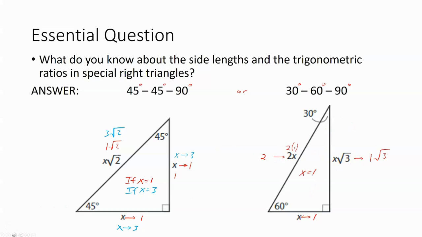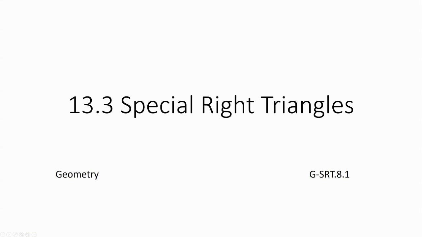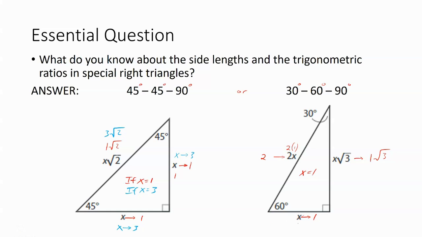Now, let's say they gave us a different value. Let's say they told us x here equaled 3. So if x equaled 3, then this side would be 3 square root of 3, and the hypotenuse would be 2 times 3, which is 6.